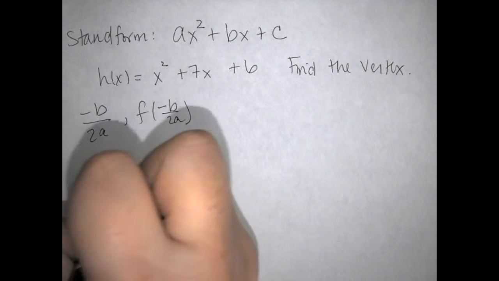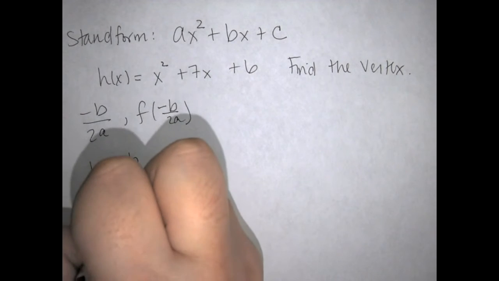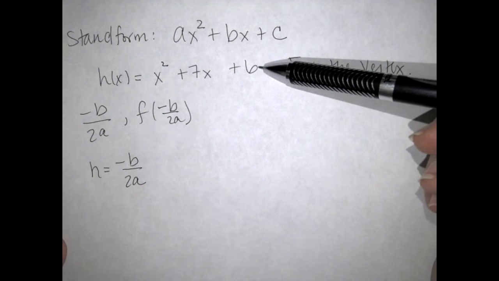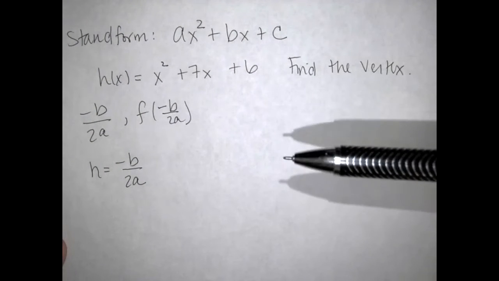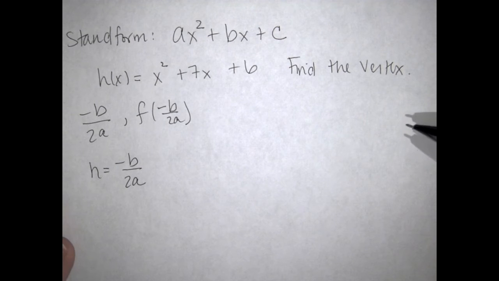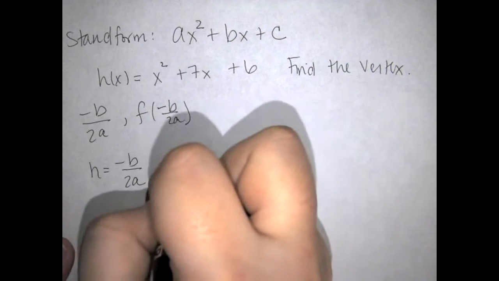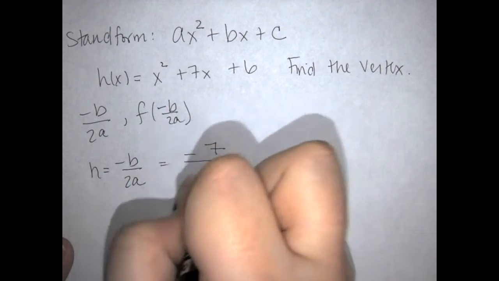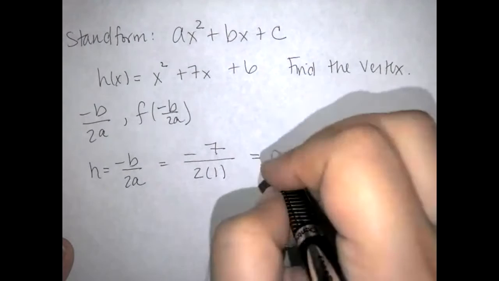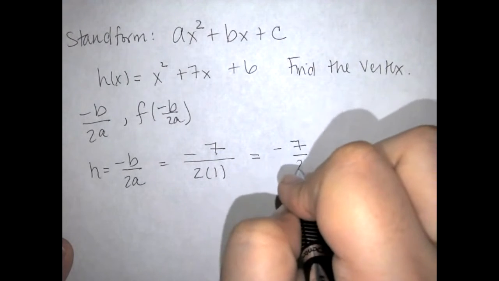So my h value is negative b over 2a. Based on this problem right here, remember, a is your coefficient attached to your square term, and b is the coefficient attached to the x term. So here, we're looking at negative 7 over 2 times 1, which is going to give me an h of negative 7 halves.